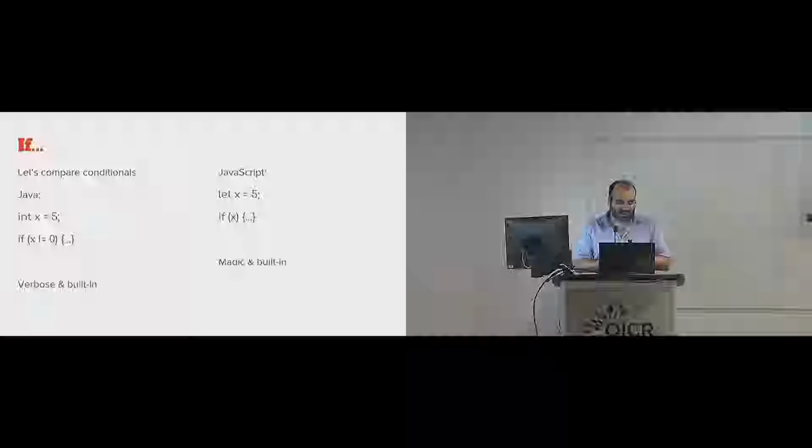JavaScript, on the other hand, I can just do if x, and JavaScript has this sense of, if that thing is a number and that number is not 0, then I consider that true. If 0 is false and non-zero is true, that's good enough. So there are some coercion rules, and exactly what those coercion rules are is complicated, so they're pretty magical, and they're built into JavaScript. You can't add new ones.